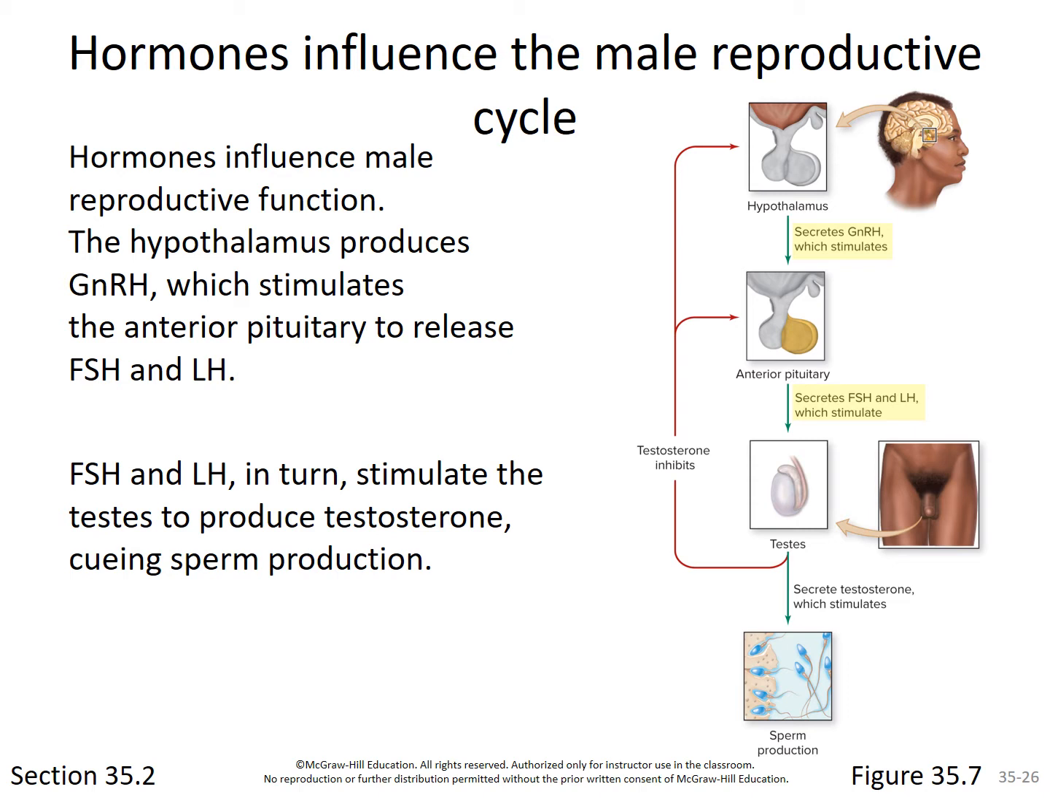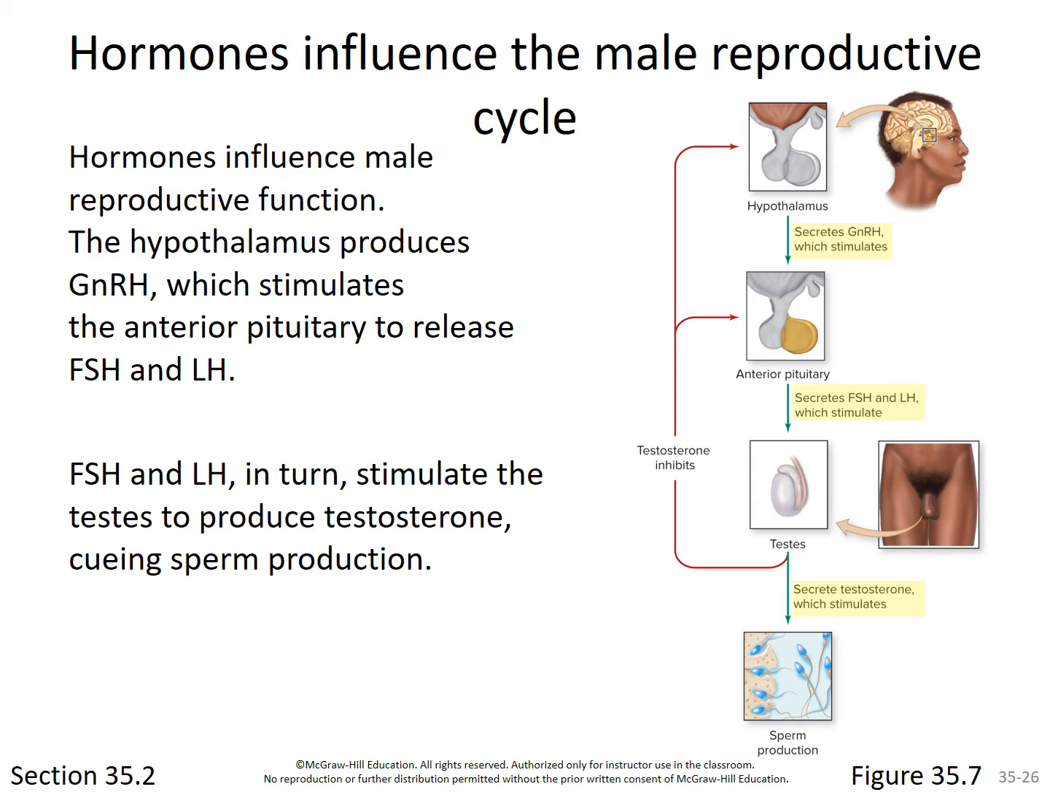Now, these two hormones will cause different things to happen in the testes. So FSH generally calls for more sperm production, and LH is actually more for producing higher levels of testosterone. So FSH in males will stimulate sperm production more so than testosterone production, and LH will stimulate testosterone production more so than sperm production.